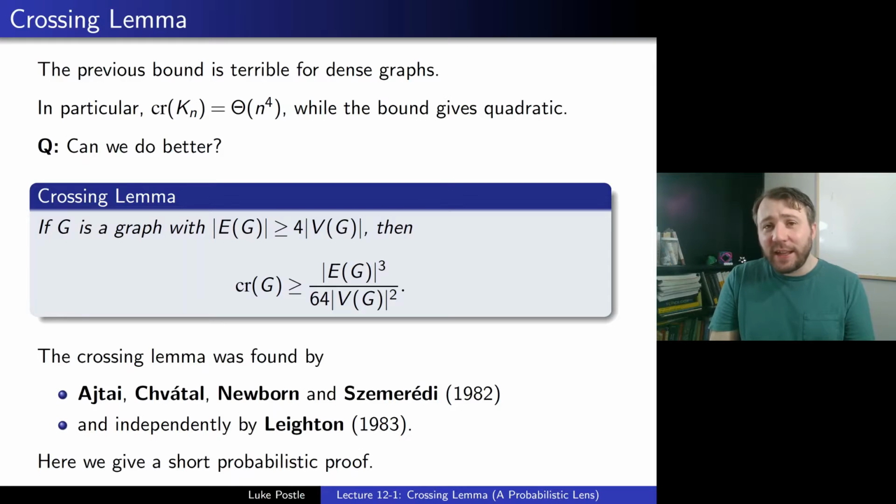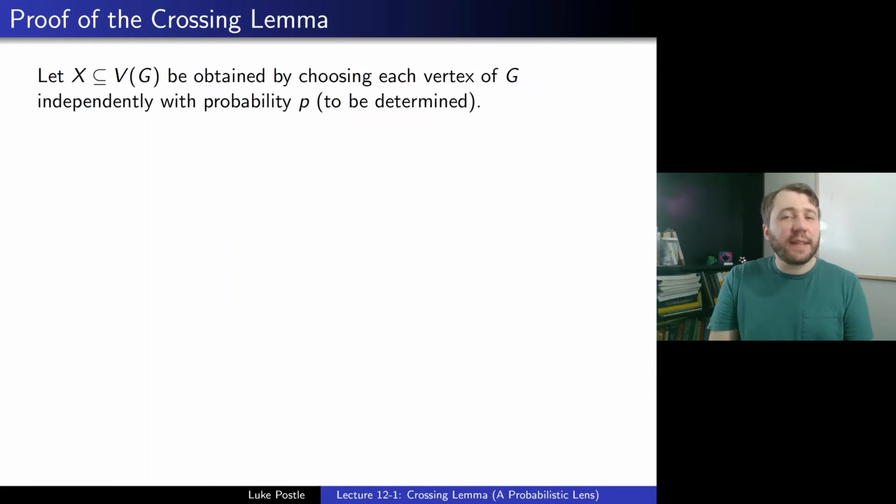Today we will be giving a short probabilistic proof of the crossing lemma. So this is really the beauty. We will use probability to improve this bound. So we're going to actually use that trivial lower bound, but some probability to get this much better bound. So again, this is something we've seen.